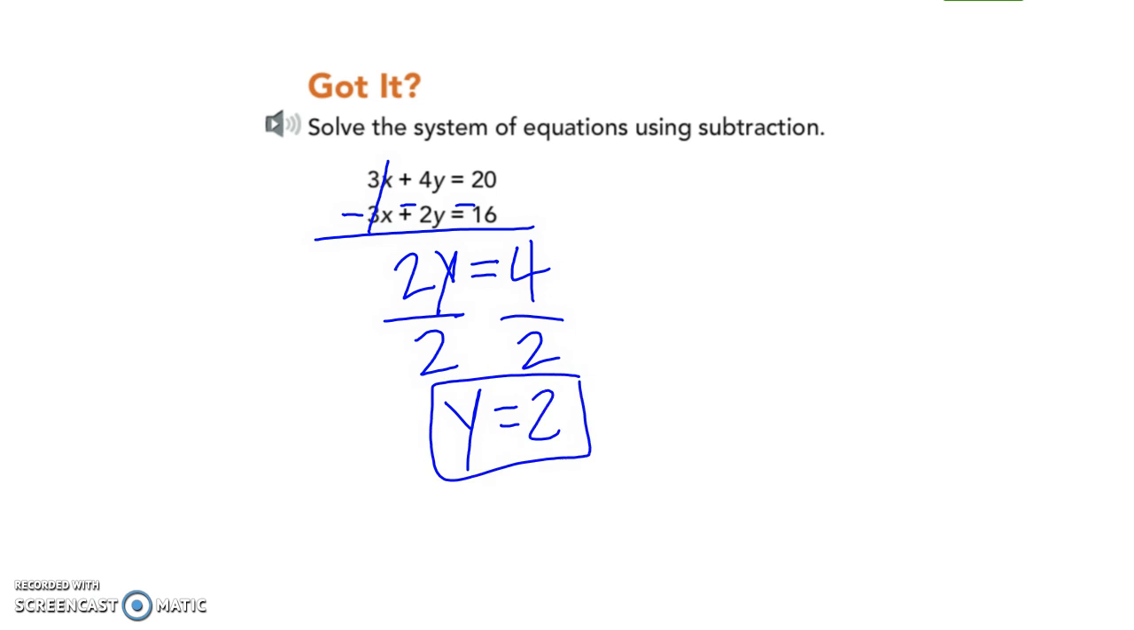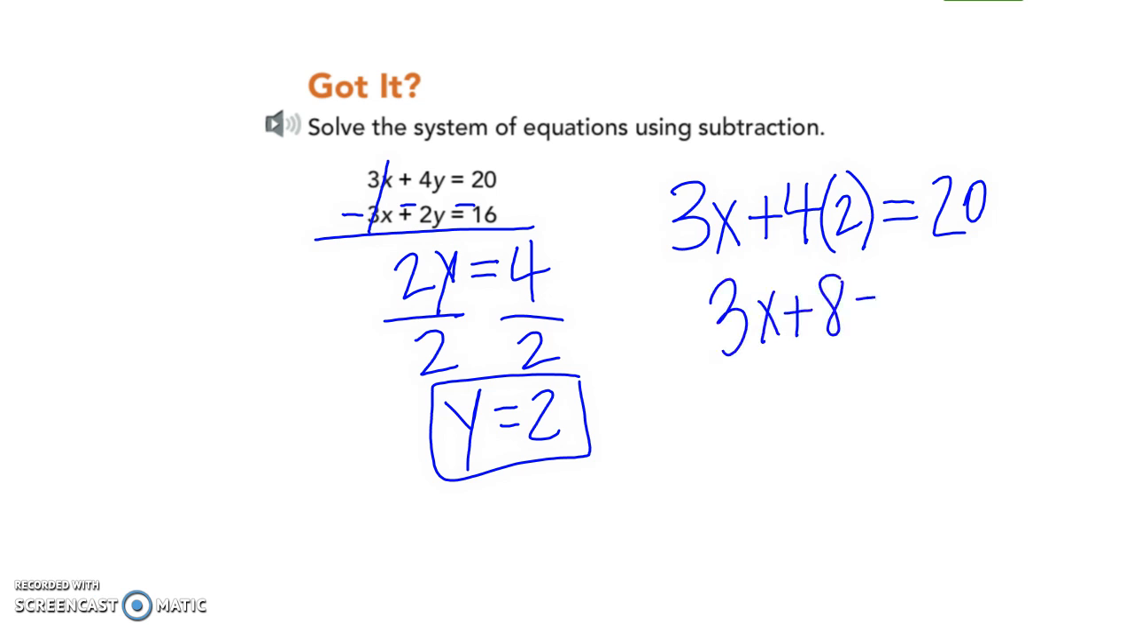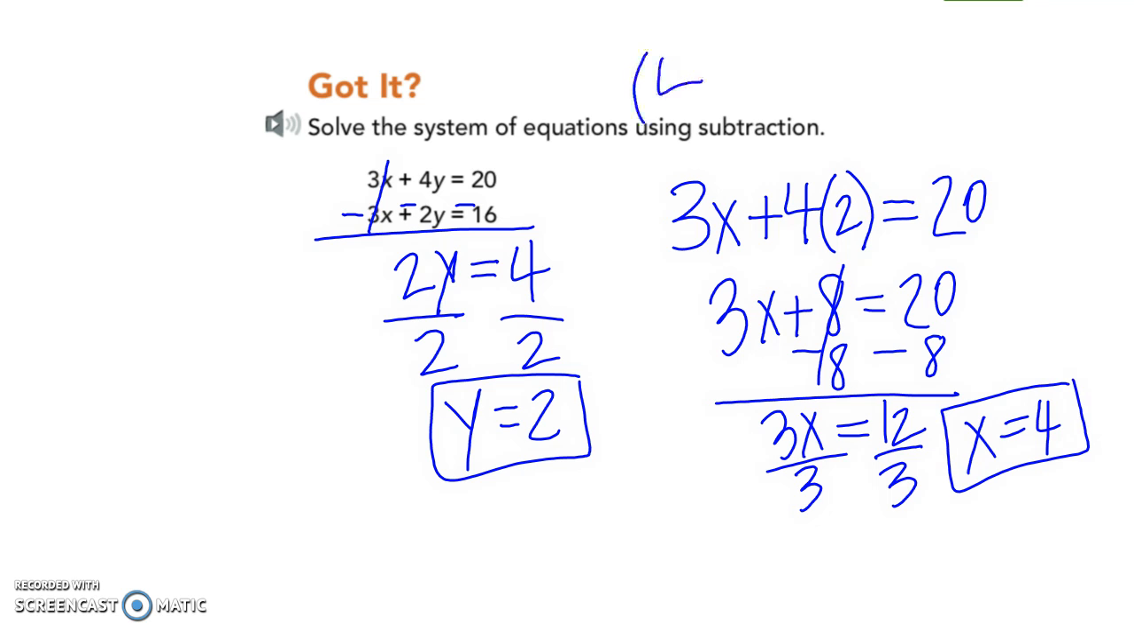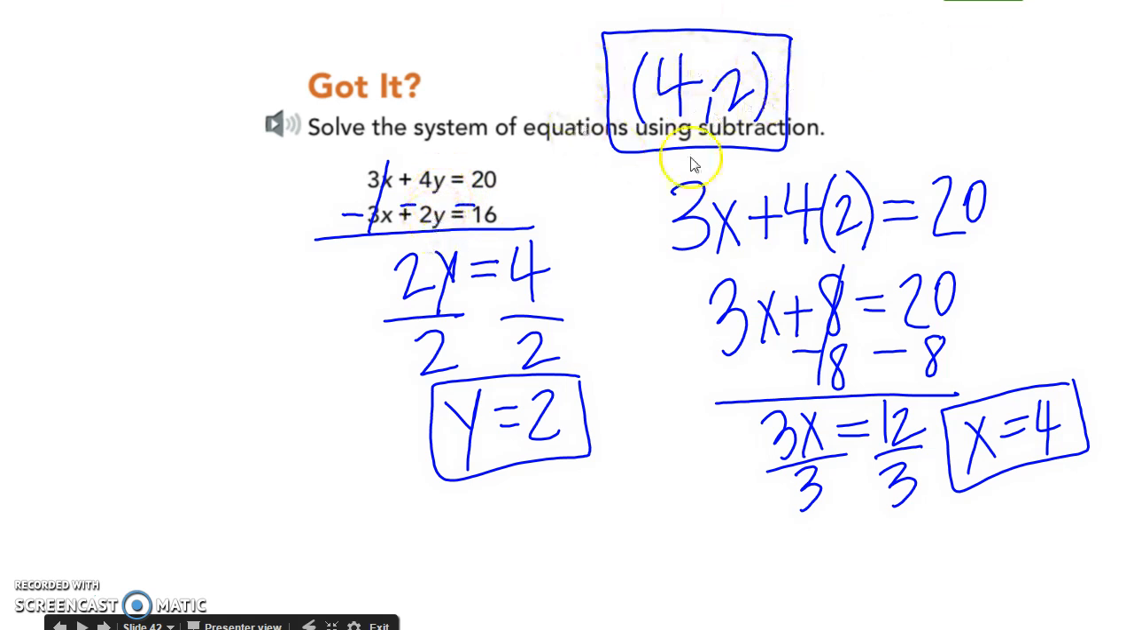Now to find x, I'm going to plug in 2 for y. So 3x plus 4 times 2 is my y value, equals 20. So then 4 times 2 is 8. Then I'm going to subtract 8 from both sides. Those cancel. 12, divide by 3, divide by 3. X equals 4. Okay, so my ordered pair, x is 4, y is 2. Bada bing, bada boom. So if I graphed these two equations, they would intersect at this point, 4, 2.